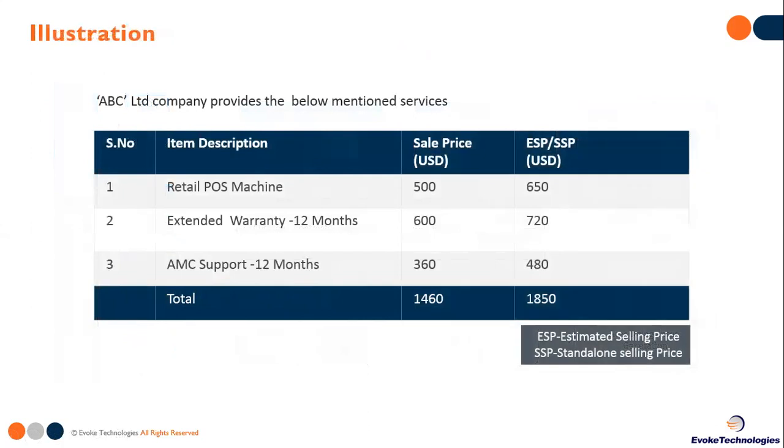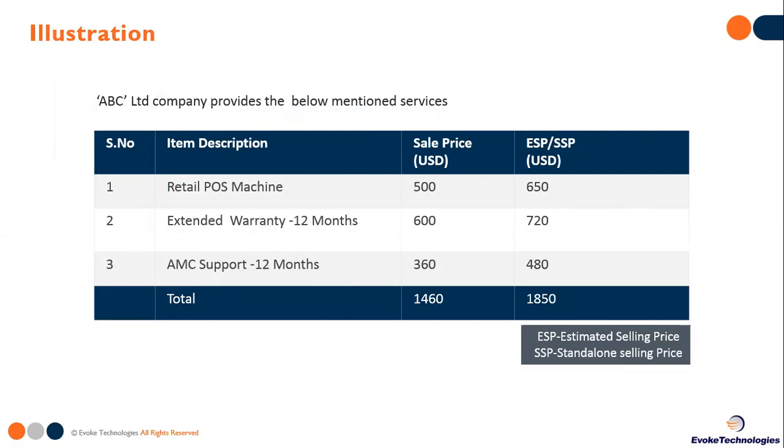So let us move to the next slide, illustration. Let us understand this illustration in detail. ABC Limited Company provides the below services as part of a contract. The first is a retail POS machine for 500 USD. Next is the extended warranty for 12 months for 600 USD, and AMC support for 12 months for 360. The total sale price is 1,460 USD, which is nothing but the contract price. So this is the contract.